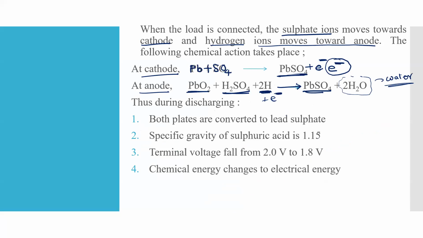So during discharging, both plates are converted to lead sulfate. Specific gravity of the sulfuric acid falls to 1.11. Terminal voltage will fall from 2 volt to 1.8, and chemical energy changes to electrical energy. So this process happens during the discharging.